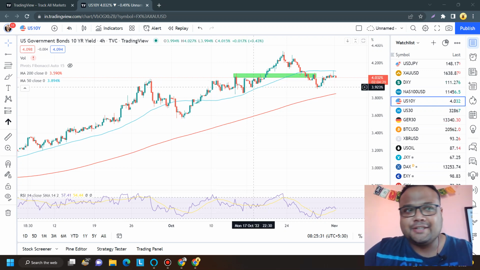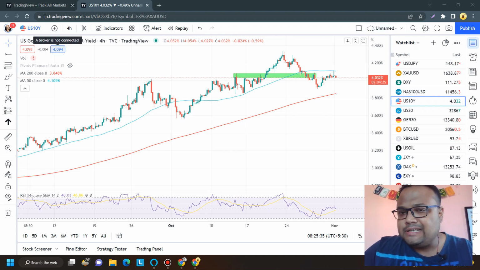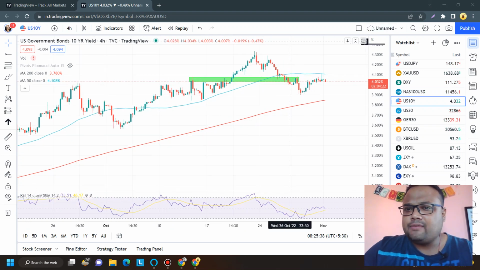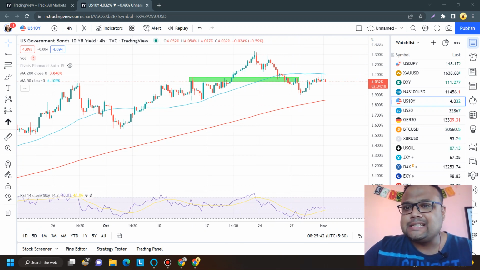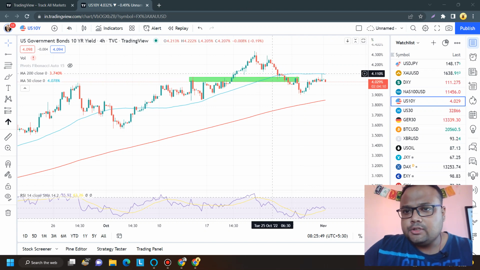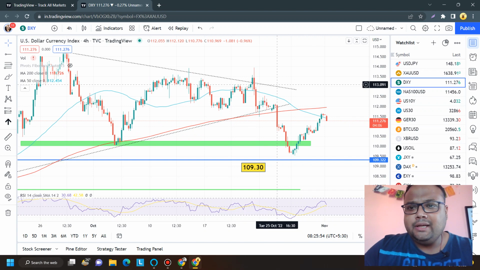So let's get started. This is the 4-hour chart of US government bond 10 years. As you can see, after the market opening there has not been much change on the chart. Market is more or less silent, so nothing much to discuss from the US bond chart. Let's have a look at the chart of DXY.